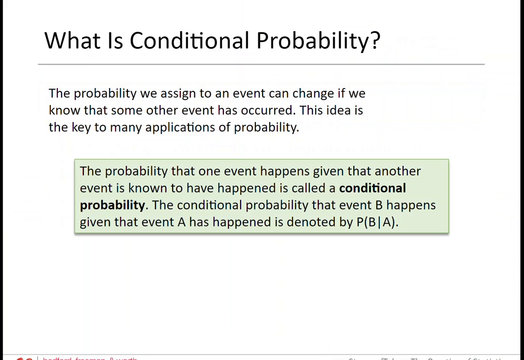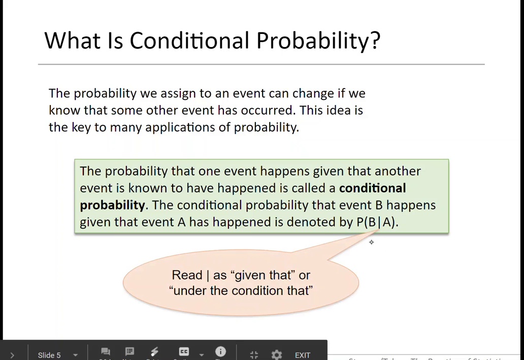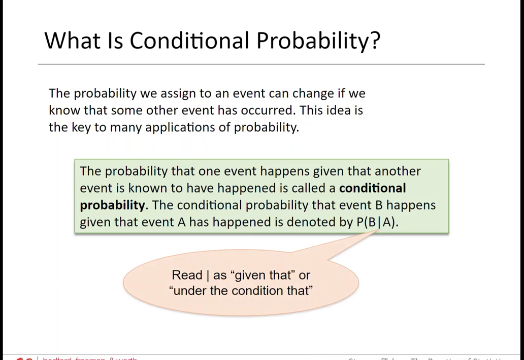So the conditional probability that event B happens, given that event A has happened, is written using this notation. And you read this, the probability of B given A, or the probability of B under the condition that A happened.